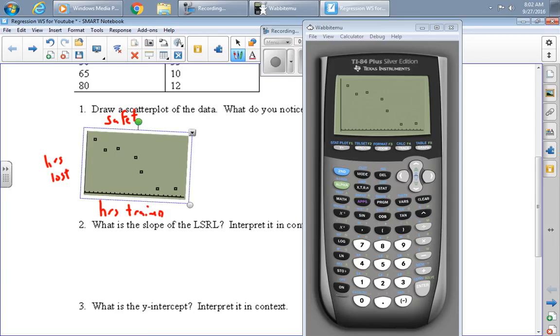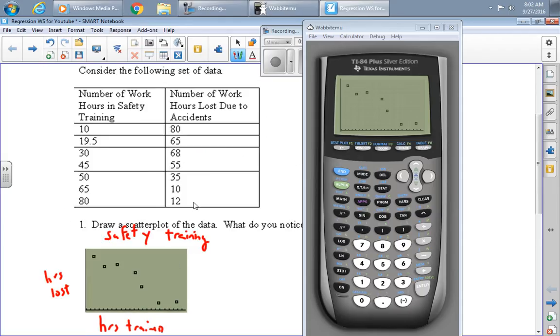training. Safety training. And I should put the scale on here so that I see this goes from 10 to 80. So this is something like 10 to 80, and the other one is going to go also from 10 to 80, it looks like. So maybe I'll put 0 to 80 or 0 to 90, something like that, so you can get an idea of the magnitude of the numbers on here.